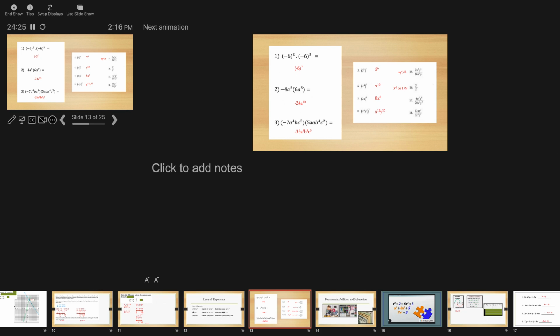Next says 3 to the 5 over 3 to the 7, which is 3 to the negative 2, or it's also known as 1/9. When you have a negative exponent, that means it goes in the denominator, as we mentioned before, so 3 squared is 9. Next up, 4 over 5 is 20.